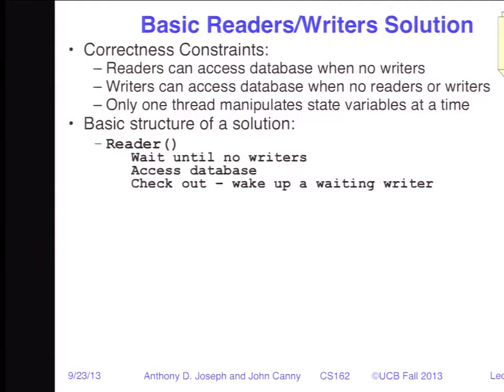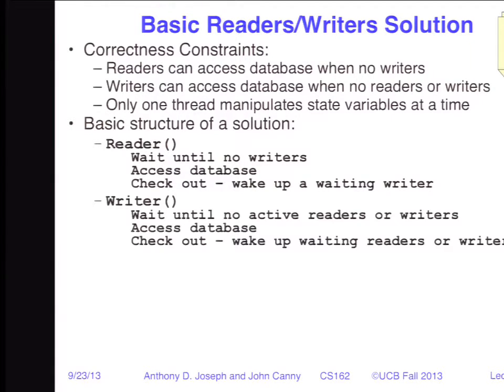So, basic structure of our solution. A reader is going to wait until there are no writers, and then it's allowed to access the database. And when it's done, it's going to check and see, are there any writers waiting to get into the database? If there is, they're going to wake up one of those writers. A writer is going to have slightly different code. So the writer is going to wait until the database is completely quiesced, so no active readers or writers in the database. Then they can go and access the database, do read, modify, write. And then when they're done, they're going to wake up either waiting readers or one of the waiting writers.